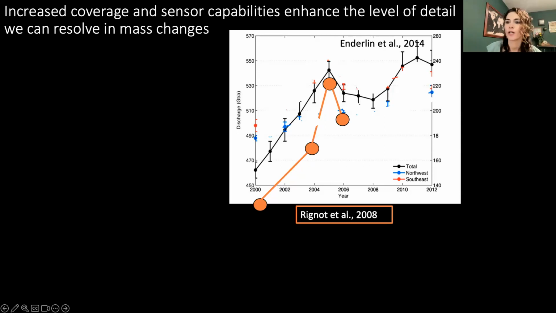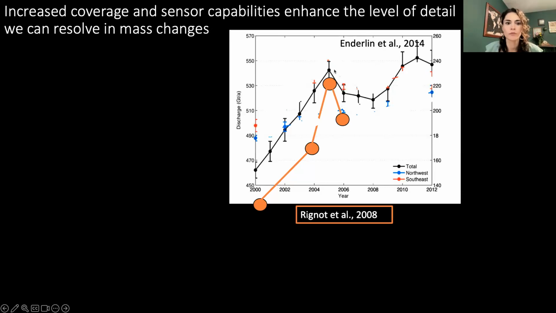I want to show how these observations have changed over time. Most of this change is directly a result of having an improved capability to observe these changes in higher and more detailed resolution. These orange observations here were multi-year estimates of how much ice discharge was leaving these glaciers, and this is Eric Rignot's paper in 2008.